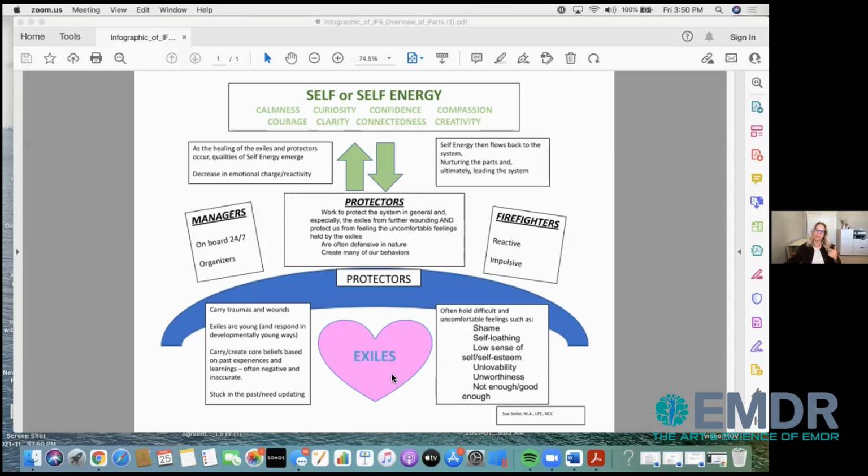So then what our system does, which is pretty lovely, I think, is we develop protectors. And the protectors protect the exiles from further wounding, or they try to. They aren't always successful. They try to protect us from feeling the discomfort held in the exiles, like shame. And so a couple of things about protectors that are really important is that they always have positive intention for us and for our system.